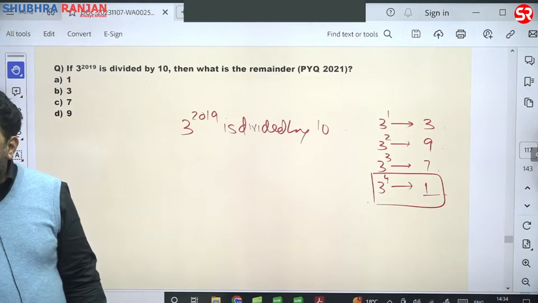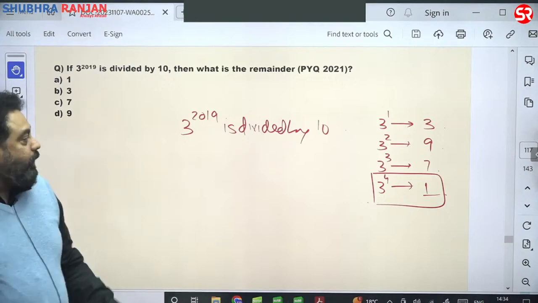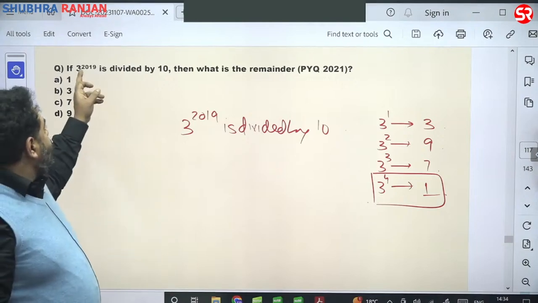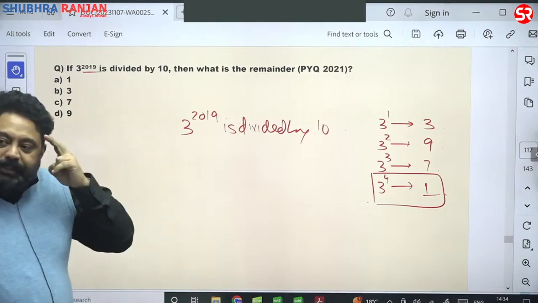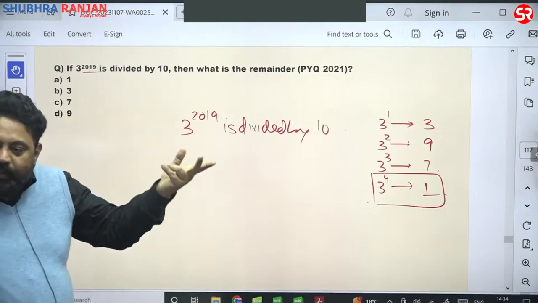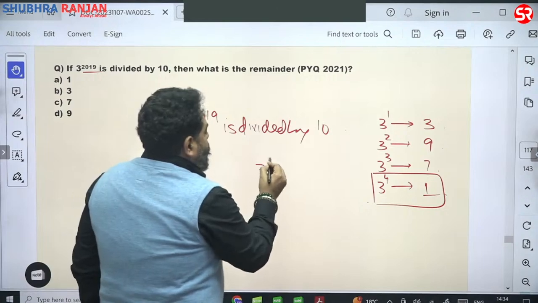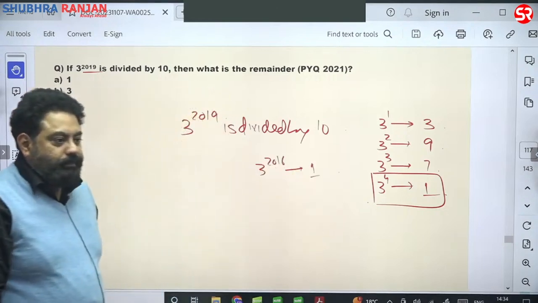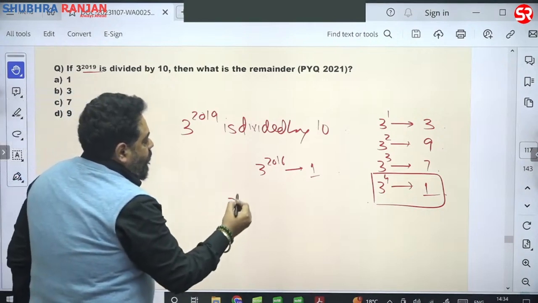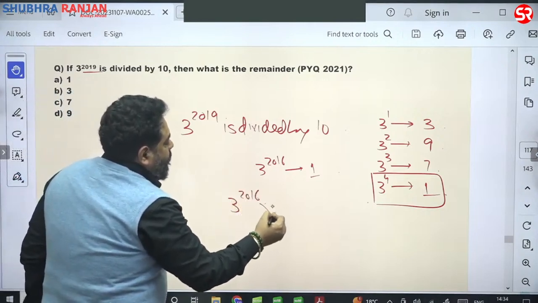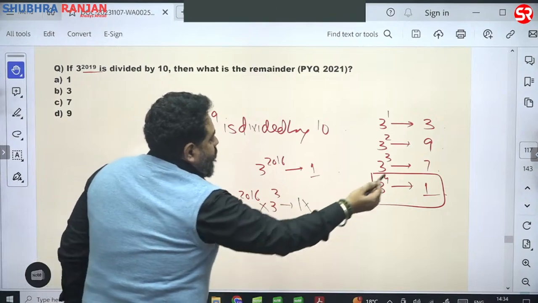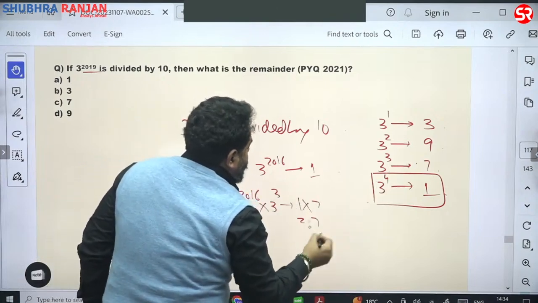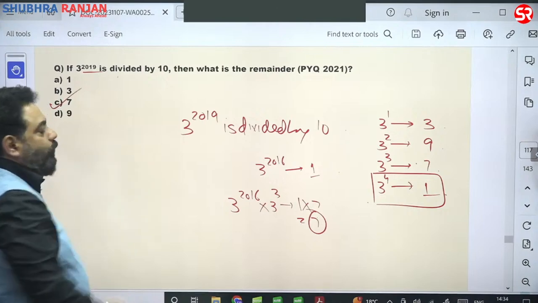So 3 to the power 4 is giving you 1. Now a multiple of 4 less than 2019. Divisibility rule of 4, 2016. So 3 to the power 2016 also gives you remainder 1. Which means 3 to the power 2016 into 3 to the power 3 gives you 1 into 3 to the power 3, which is 7. 1 times 7 is 7. Remainder 7. Done. Over.